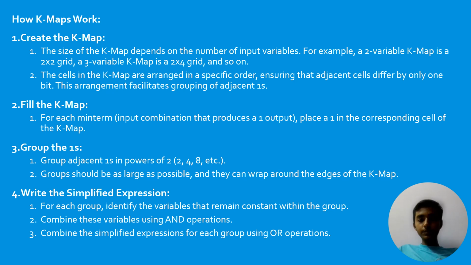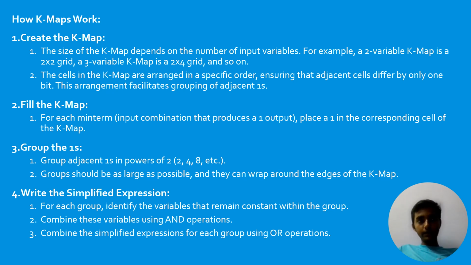Fill the K-map. For each minterm, place a 1 in the corresponding cell of the K-map. Each minterm means an input combination that produces 1. We have to place 1 in those corresponding cells. Group the ones. The ones are grouped by 2, 4, 8. That means the ones are grouped as pairs, quads and octets. A group should be as large as possible. They can wrap around the edges of the K-map.